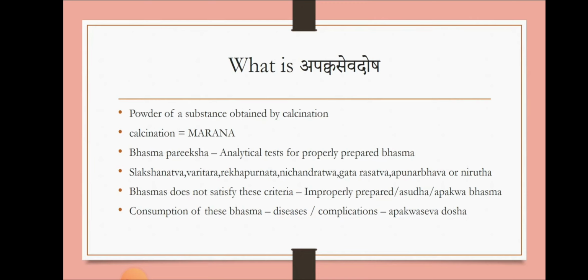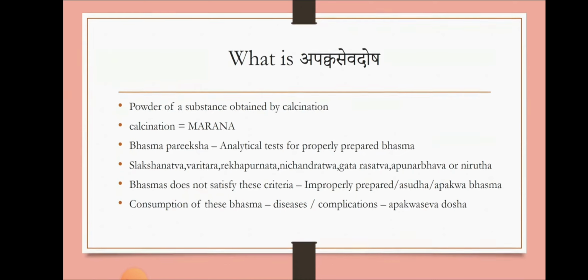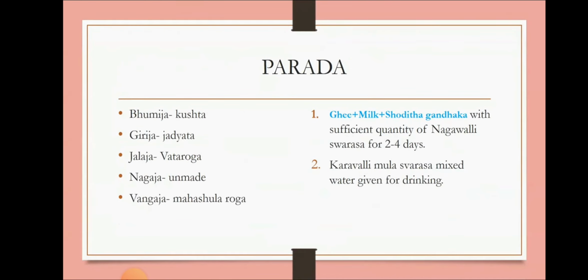So consumption of this bhasma will lead to diseases or complications, that is known as apakwa sevana dosha. First one is the parada. So parada, we know that the parada doshas are of three types, that is Naisargika, Yogika, and Aupadhika. In Aupadhika dosha, the doshas are again divided into Bhumija, Girija, Varija, Nagaja, and Vangaja.